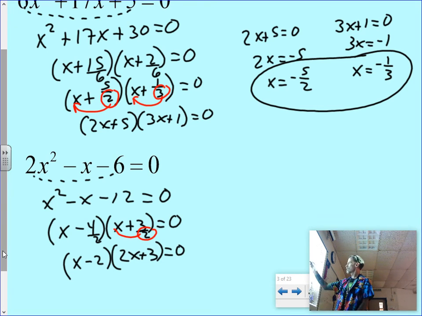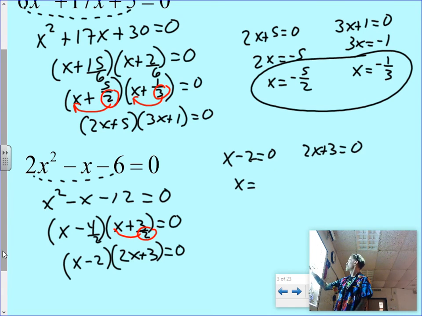And then again, for the solutions, we're going to have x minus 2 equals 0. And 2x plus 3 equals 0. So x equals 2. And then this one, 2x equals negative 3, divided by 2, x equals negative 3 over 2.